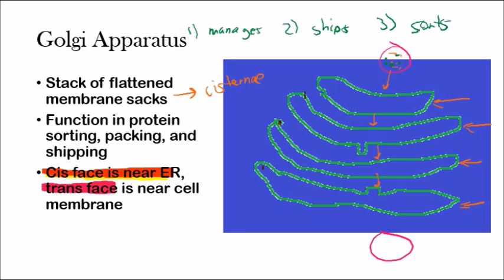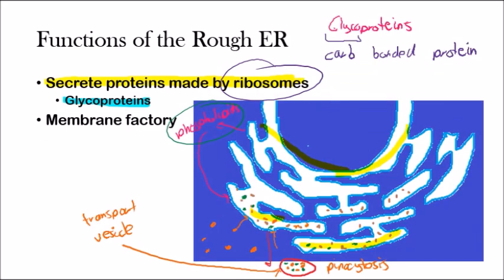Through this process of how the vesicle comes and fuses, the smooth ER actually creates polysaccharides. Very long polysaccharides, which a cell might use. How does it do that? Remember that I talked about how the rough ER secretes proteins, and typically these proteins are glycoproteins, and the glycoproteins are carbohydrates which are bonded to proteins.